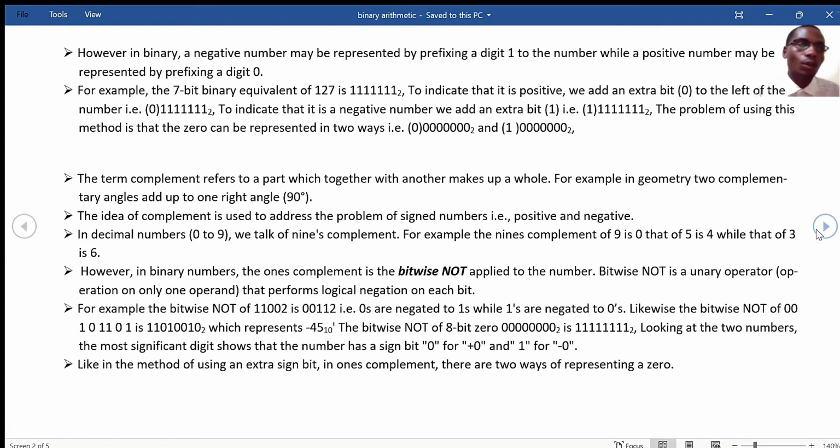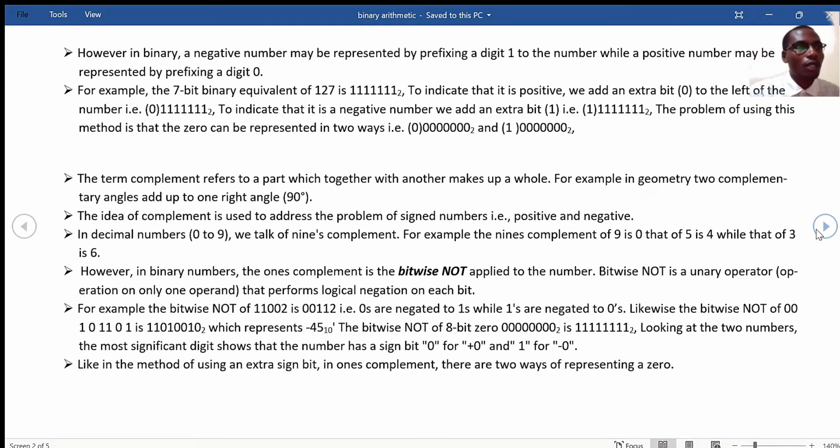It can be done the same way with binary numbers, but in binary numbers you cannot put a negative or a positive sign. What we do to indicate that the number is either positive or negative is just adding an extra bit. You know that bits in binary numbers are just 0 and 1.